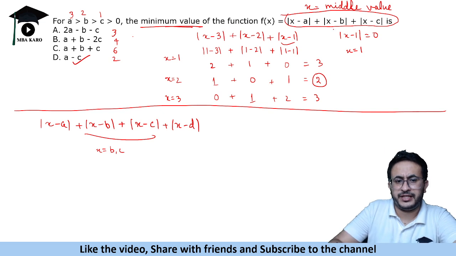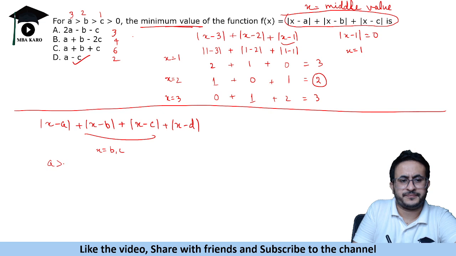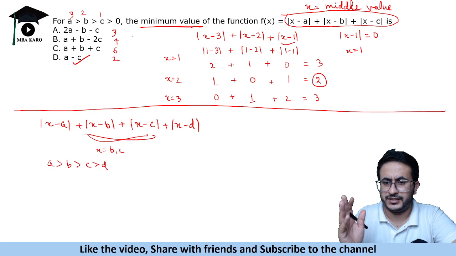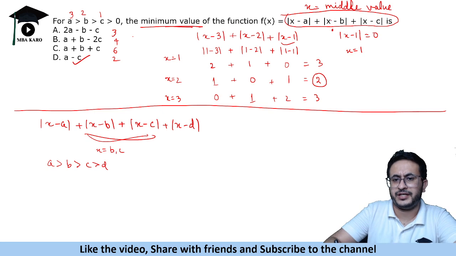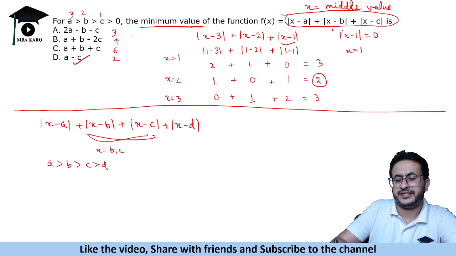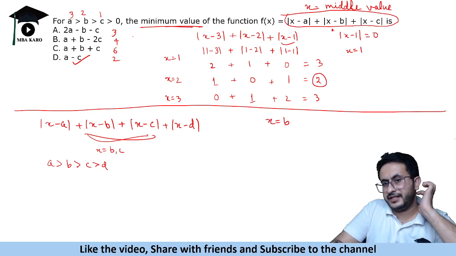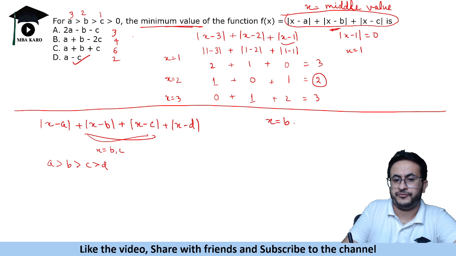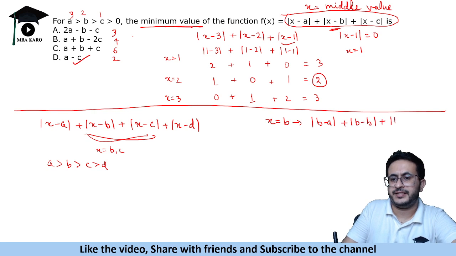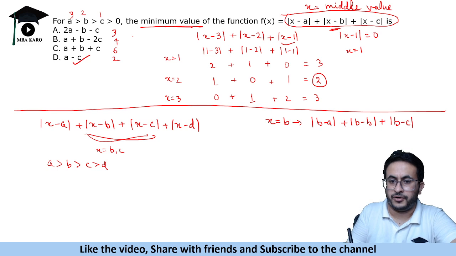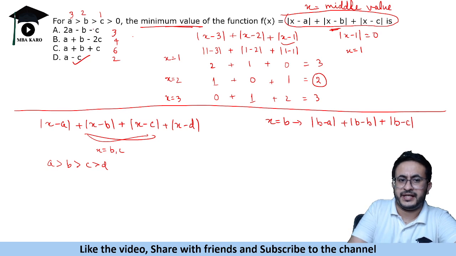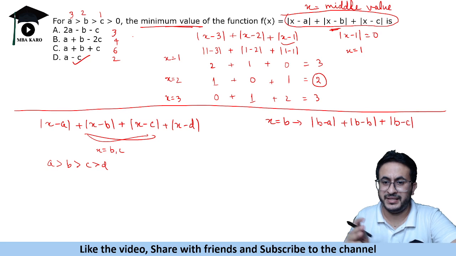Now there are 3 values only. Suppose we are given a, b, c, d. With 4 values, the minimum will happen at these 2 values. If there are 3 values, the minimum will happen at x equal to b. So we can put x equal to b in this expression. If we put x equal to b, that is |b - a| + |b - b| + |b - c|. Now b minus a, is b greater than a? b is less than a.